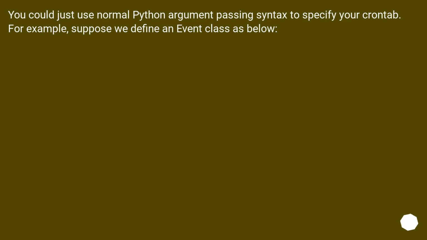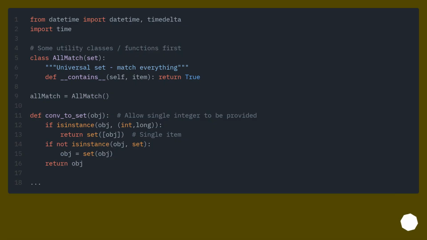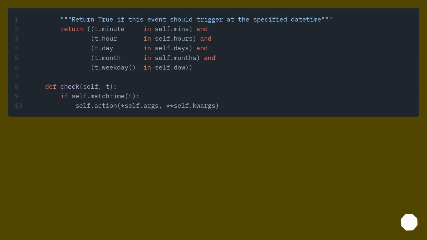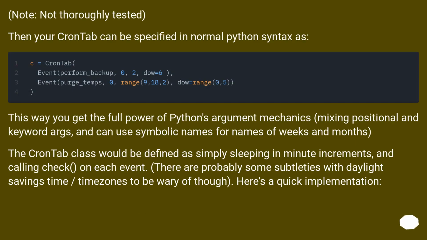You could just use normal Python argument passing syntax to specify your cron tab. For example, suppose we define an event class as below. Note: not thoroughly tested. Then your cron tab can be specified in normal Python syntax as.